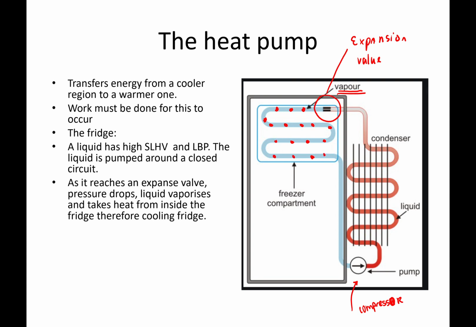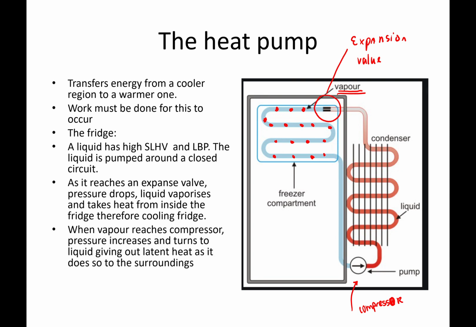As it does this, it removes heat from inside the fridge in its latent heat. So the vapor takes energy from the fridge as latent heat. Then the vapor goes through a compressor. The compressor has high pressure, so it forces this vapor to change back into a liquid. So it pushes the molecules closer together. It has high pressure. As the molecules move closer together again, they change back into a liquid form.